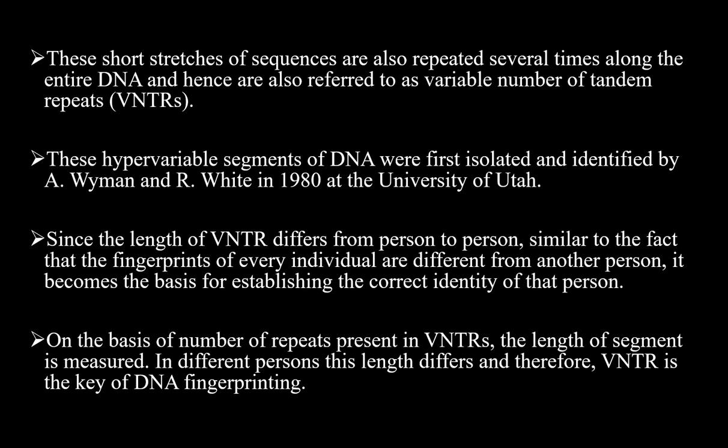Since the length of VNTR differs from person to person, similar to the fact that the fingerprints of every individual are different from another person, it becomes the basis for establishing correct identity of that person depending upon length of VNTR. On the basis of number of repeats present in VNTRs, the length of segment is measured. In different persons, this length differs and therefore VNTR is the key of the DNA fingerprinting.